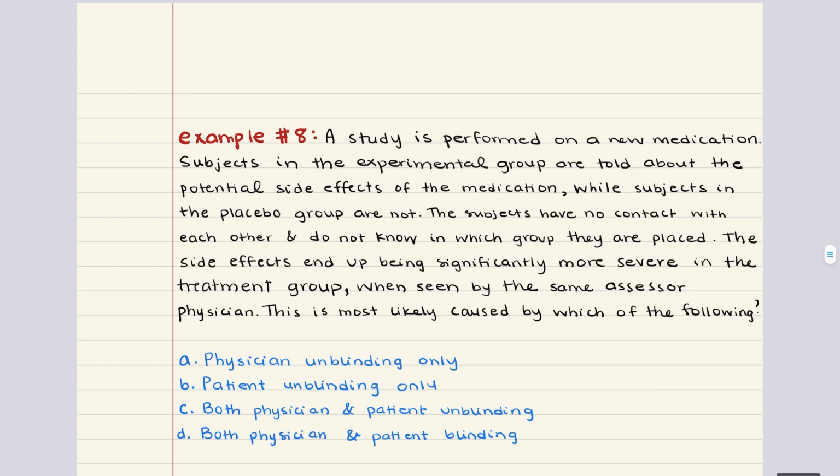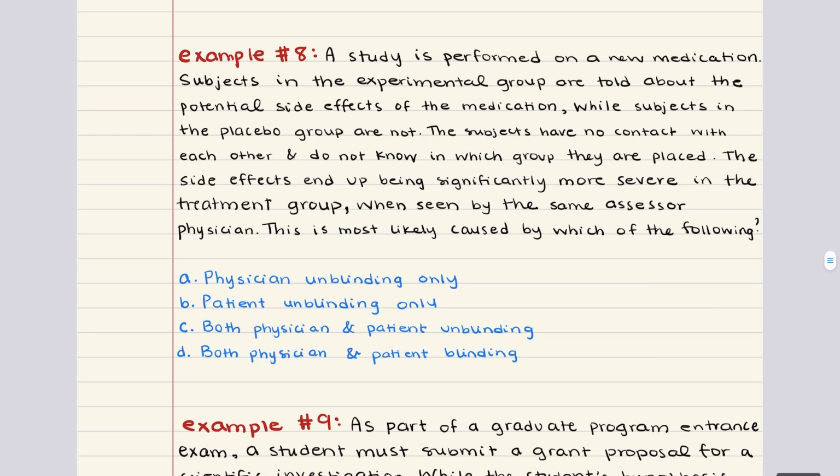Problem 8 says a study is performed on a new medication. Subjects in the experimental group are told about the potential side effects of the medication, while subjects in the placebo group are not. The subjects have no contact with each other, and they do not know in which group they are placed. The side effects end up being significantly more severe in the treatment group when seen by the same assessor physician. This is most likely caused by which of the following?